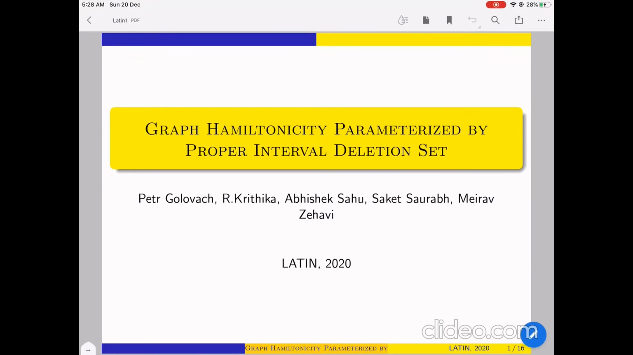Hello, I'm Abhishek. I'll be presenting our paper, Graph Hamiltonicity Parameterized by Proper Interval Deletion Set. This is joint work with Peter, Kritika, Saket and Mehra.